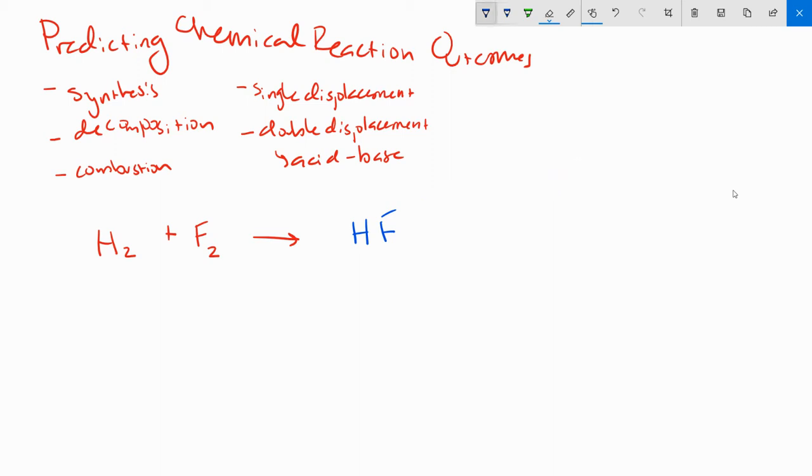Okay. My next step would be to balance this equation because we don't want to create or destroy any atoms. The only thing I need to do is put a 2 out front because then I have 2 hydrogens and 2 fluorines. So that's a synthesis reaction. Let's do a different reaction. Let's go the opposite direction and do a decomposition reaction.